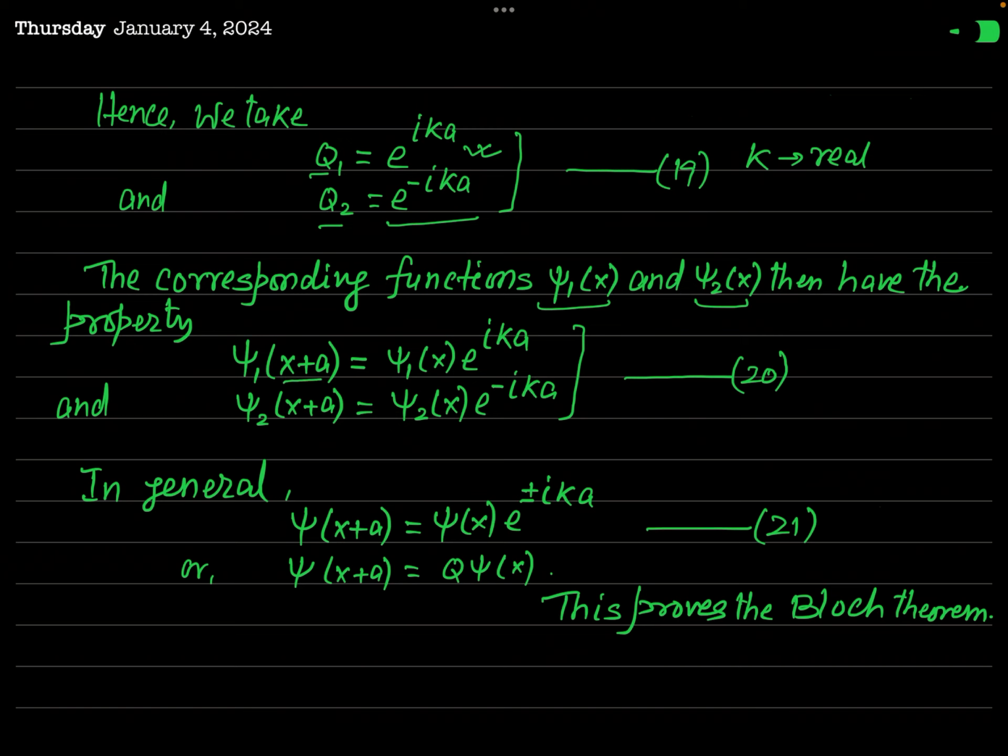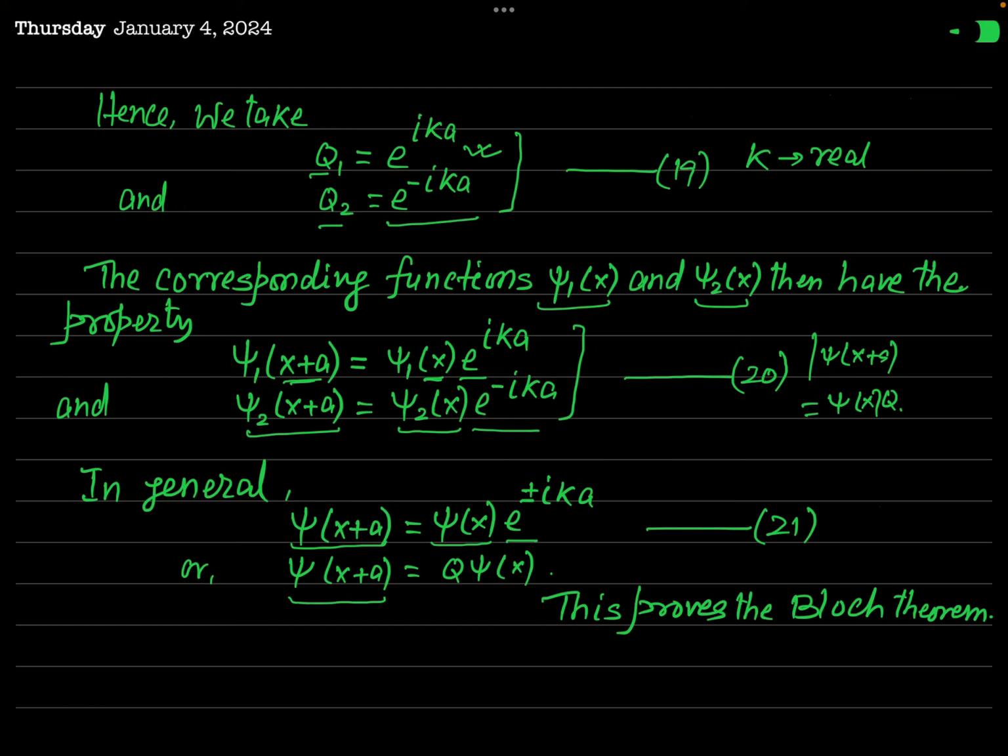Psi1 of x plus a is equal to psi1 of x times e to the power ik, because you have seen earlier that psi of x plus a is equal to psi of x times q. So on this basis, we can write that psi1 of x plus a is equal to psi1 of x times e to the power ik. And similarly, psi2 of x plus a is equal to psi2 of x times e to the power minus ik. So in general, you can write psi of x plus a is equal to psi of x times e to the power plus minus ik.